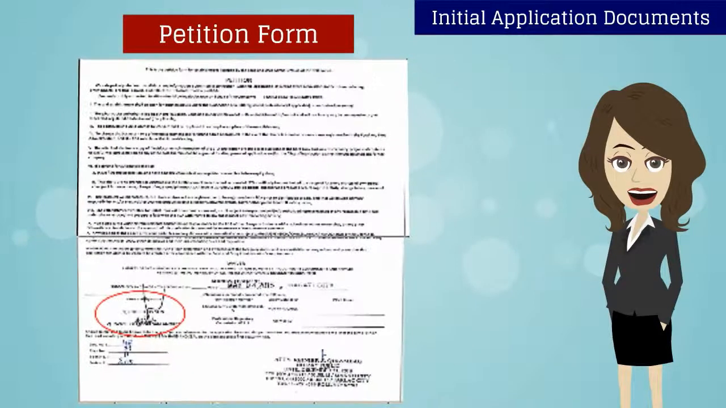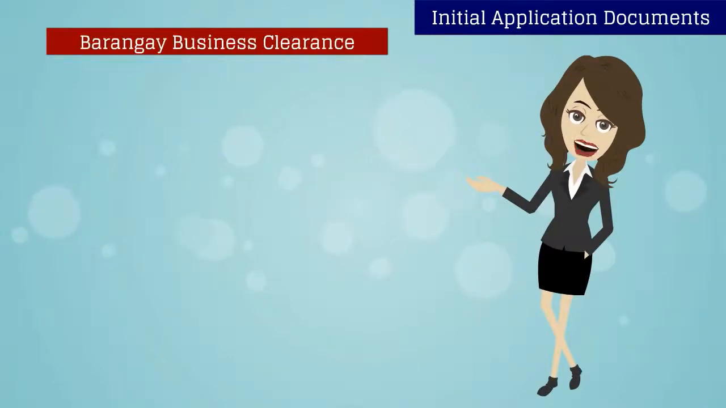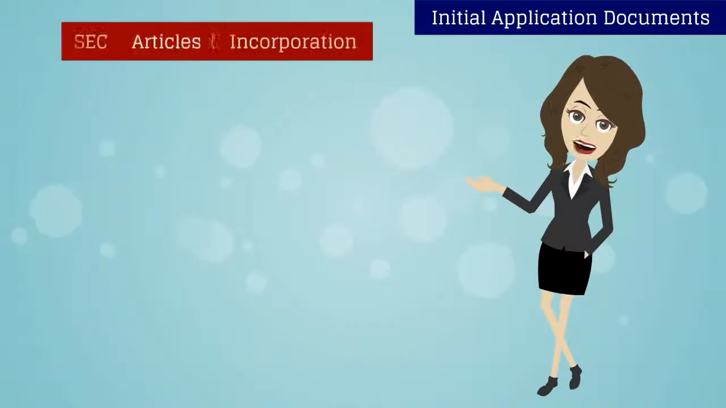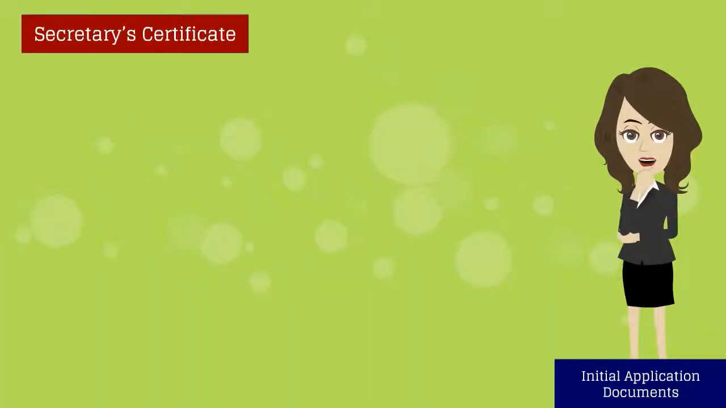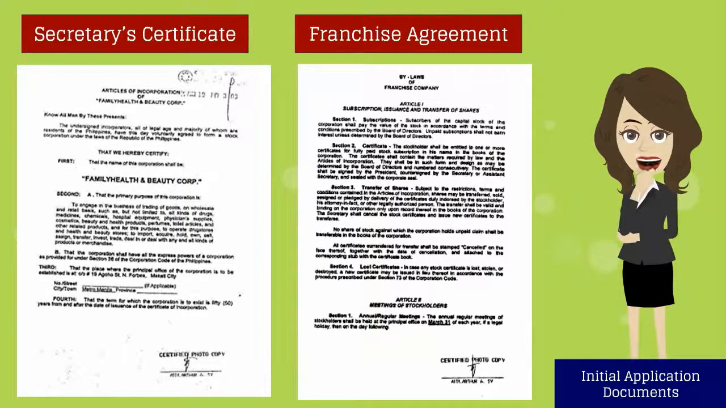Second, initial application document is the petition form. This will be signed by the approving authority and pharmacist. The pharmacist is also responsible for notarizing the form. The barangay business clearance is the third requirement for initial application. Fourth requirement is the certificate of registration for corporation, which is issued by SEC or Securities and Exchange Commission. Fifth is the secretary's certificate, and sixth document is the franchise agreement. These are all provided by the Office of Regulatory Affairs.